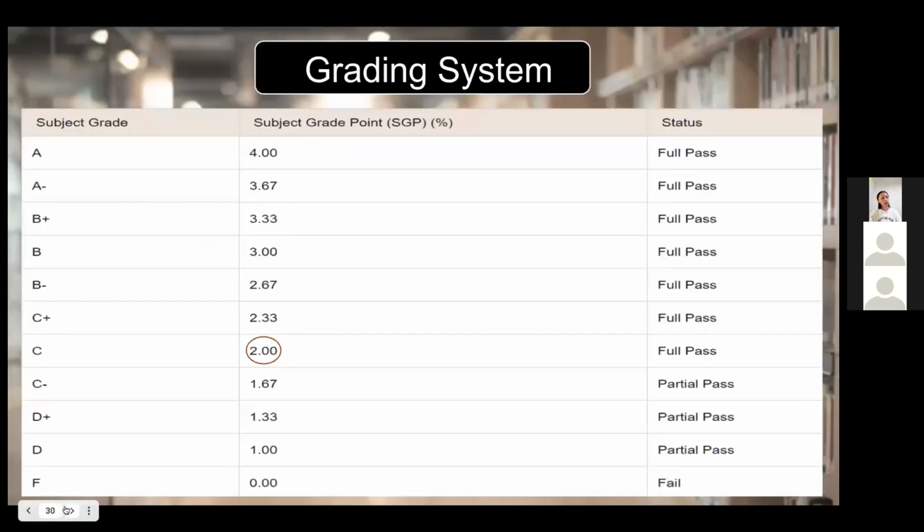For the grading system for STPM, as you can see, the highest is 4.0. The one I circled in red is the bare minimum to enter a local public university, which is 2.0. Different universities have different SGP requirements, but for science subjects, normally you'll need 3.0 and above.